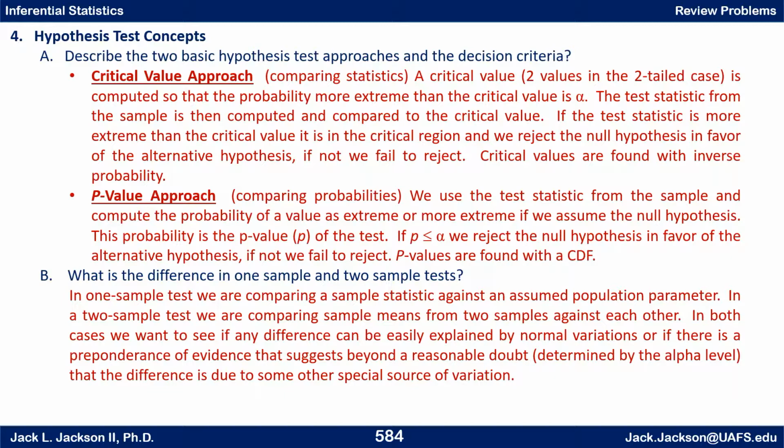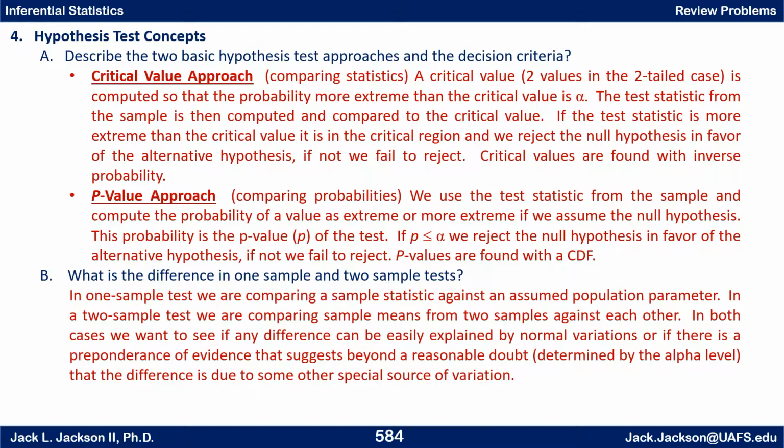In the p-value approach, we compare probabilities. We use the test statistic from the sample and compute the probability of a value as extreme or more extreme if we assume the null hypothesis is true. This probability is the p-value, p, of the test. If p is less than or equal to alpha, we reject the null hypothesis in favor of the alternative hypothesis. If not, we fail to reject. P-values are found with a CDF.